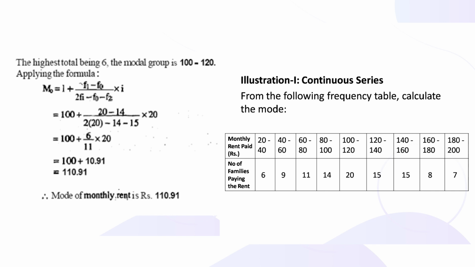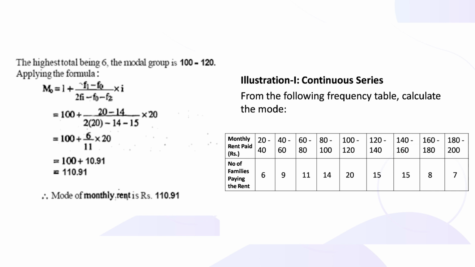Now see F0. What is F0? The frequency of the class preceding the modal class. Now you go to the data. What is the modal class? 100 to 120. The class preceding the modal class is 80 to 100, and the frequency of 80 to 100 is 14. Now coming here, this is the 14.